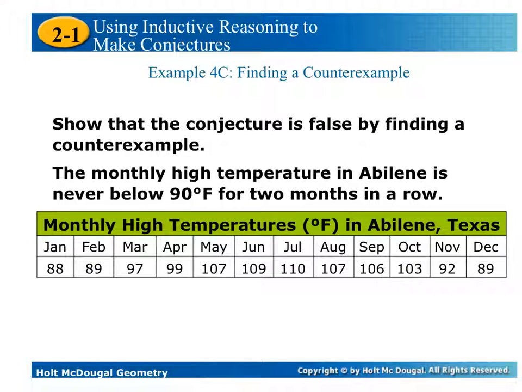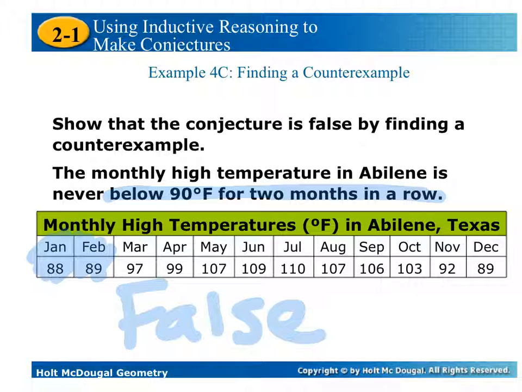So show that the conjecture is false by finding a counterexample. The monthly high temperature in Abilene is never below 90 degrees Fahrenheit for 2 months in a row. So what we need to do is see that it is below 90 degrees for 2 months in a row. Right, January and February. It's below 90 degrees for 2 months in a row, so this would prove it to be false. Will this be on the test? Yes. If it asks if it's true or false, you would say false, and then you would have to give the counterexample, which you would just write January and February.